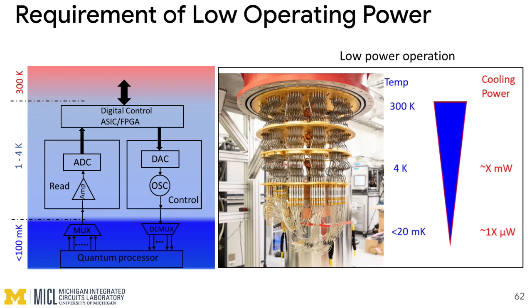One other consideration is the power. The dilution fridge has a limited cooling power. So as we go down in temperature, our control system has only milliwatts of power budget. Adding to that the fact that power consumption and current levels increase really high at low K, we need power reduction techniques to make sure our control system is within that power budget.